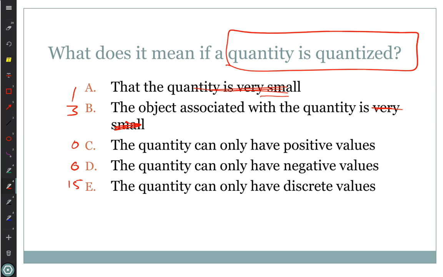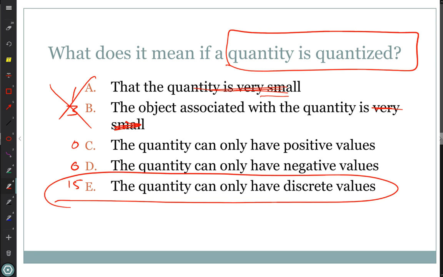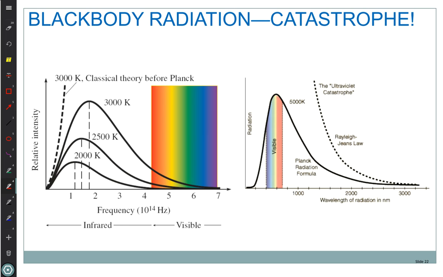And so those were wrong. I thought I had made that clear, but it is important to know it means the quantity can only have discrete values, like I used the example of the charge of an electron, or the charge of anything.